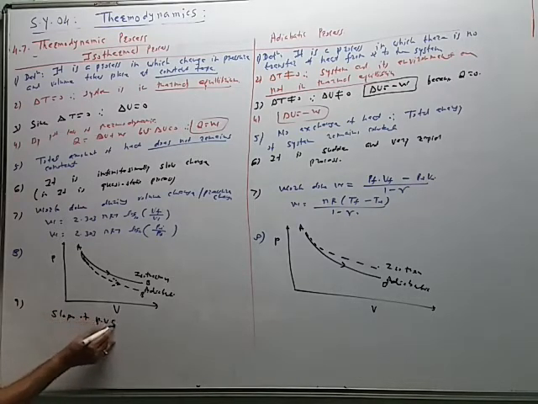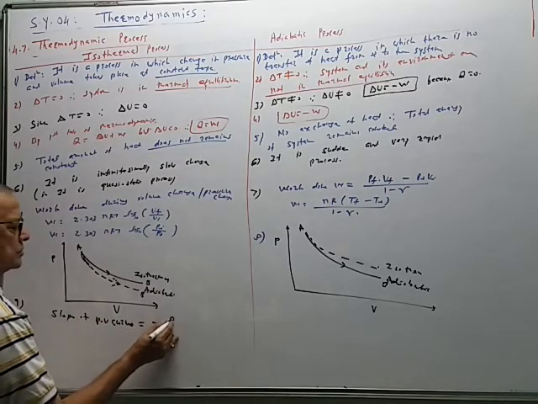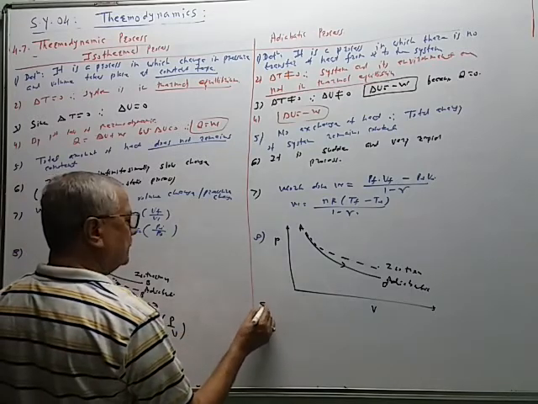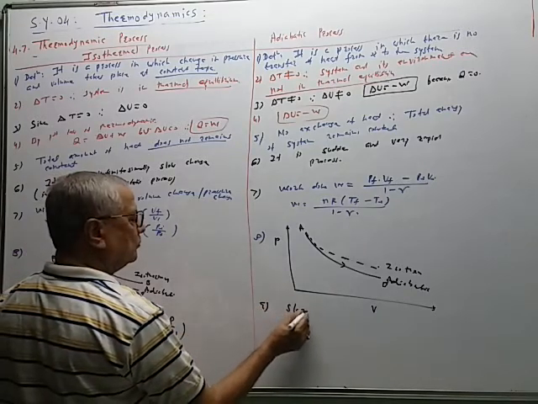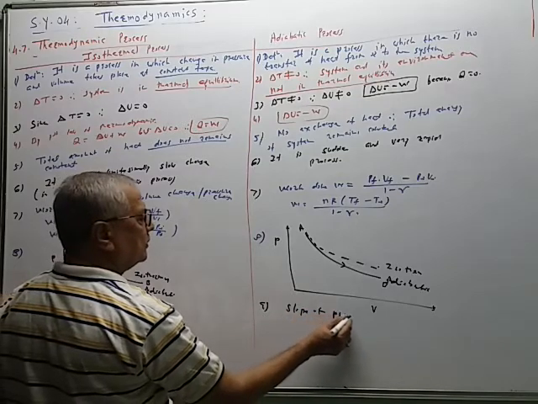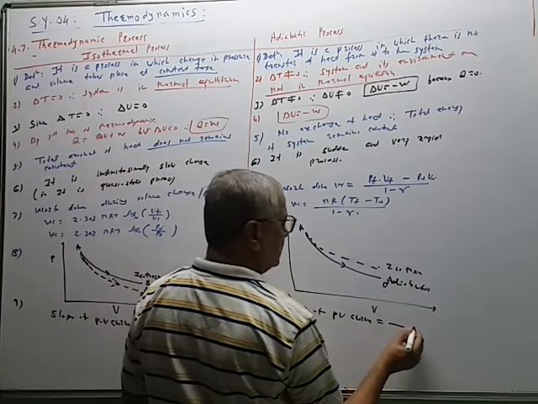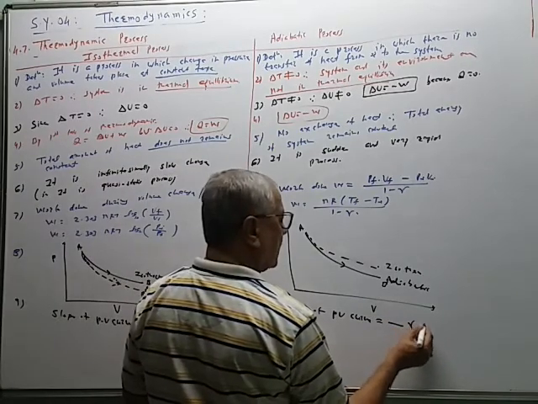Slope of PV curve is equal to minus P by V on this side. Slope of PV curve is equal to minus gamma into P by V.